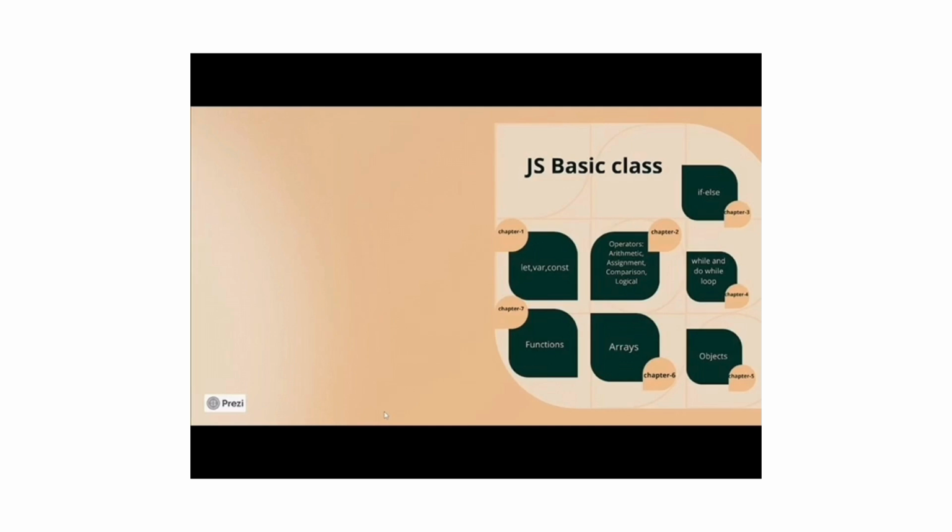Then the third chapter is if else condition, and the fourth one is while and do while loop. I also said that it has some of the loop concepts left out, so those are also covered in our intermediate class. The fifth one is objects and the sixth one is arrays, and finally we studied the function concept.